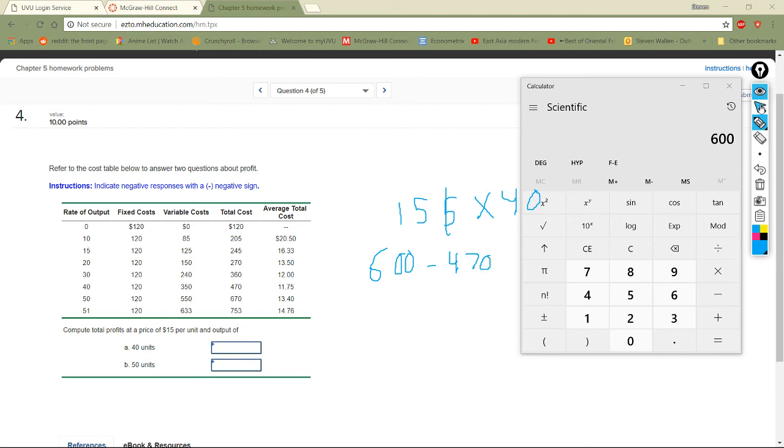So we go minus 470 equals 130. So this is one way you can do it, and that'll give you a profit of 130. Okay, so that equals 130. Kind of running into the calculator, so I wrote it off to the side. That's one way you can do it. We'll go and plug that in real quick.